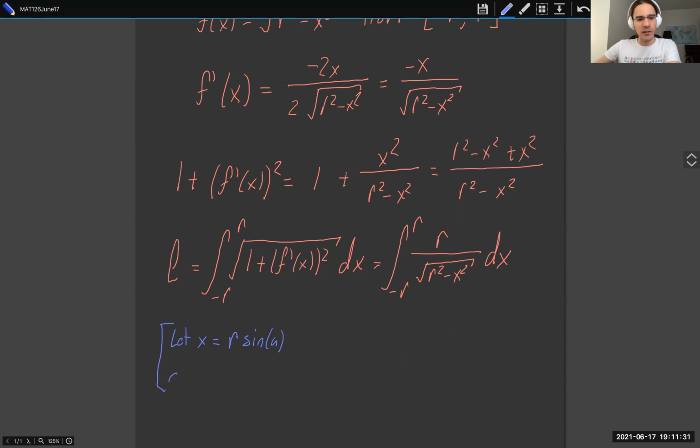Okay, what does dx equal? I'm differentiating this expression. Let's say I differentiate this expression with respect to u. What do I get? What's the derivative of sine? Cosine u. Yes, r cos u du.